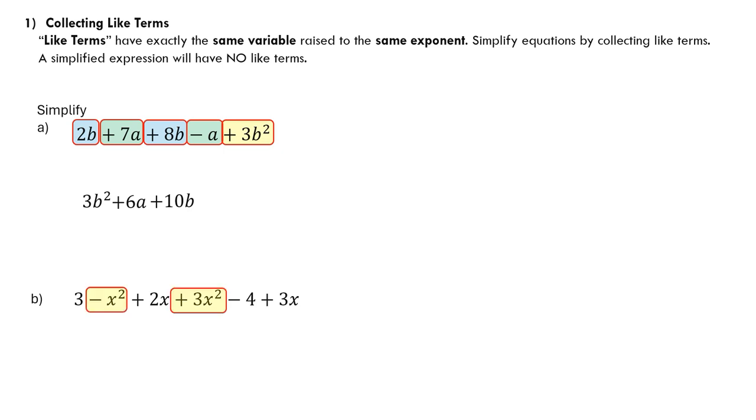In example B, we have a negative x squared and a positive 3x squared, which results in a 2x squared. Then we have a positive 2x plus 3x, which results in a positive 5x. And then a negative 4 and a 3, which results in a negative 1. When we're finished, we have no like terms. We do not have more than one like term in our expression.